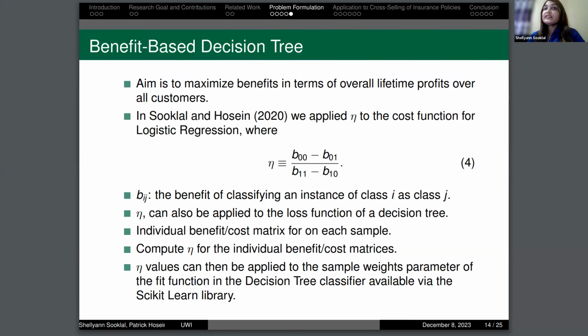However, we need to determine individual benefit and cost values for each client, since each client has their own portfolio of policies. Therefore, we compute eta for each client. And these eta values can then be applied to the loss function of the decision tree algorithm via the sample weight parameter of the fit function, which is available in the decision tree classifier offered by the scikit-learn library.